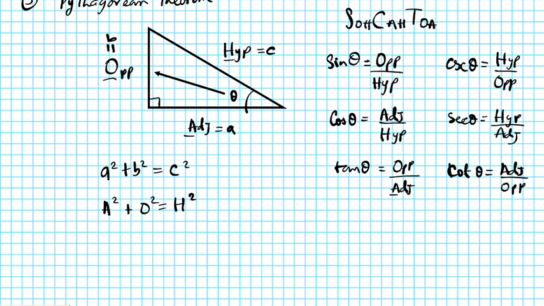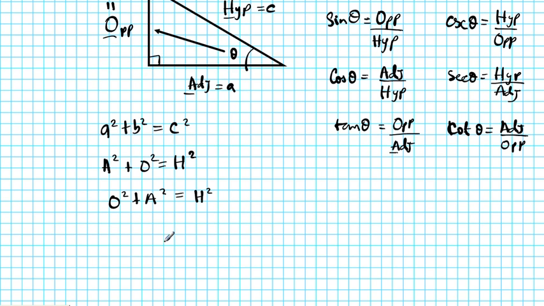Let me switch this around. I can also write it as O squared plus A squared equals h squared, using the commutative property of addition, because order doesn't really matter for addition. So O squared plus A squared equals h squared. This is the Pythagorean theorem, simply using O, A and H.